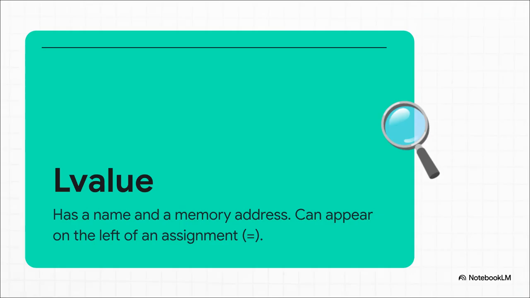First up, we've got L-values. The easiest way to think about these is that they're things with a stable home in memory. Like a variable you've declared. So if you write int x = 5, your variable x is the L-value. It has a name, x, and it has a persistent address you can keep referring to.